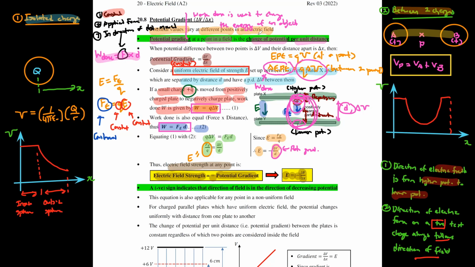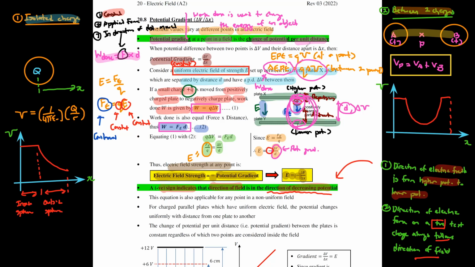Okay, now you may be wondering, why is there suddenly a negative sign here? The negative sign is actually more to indicate the direction of your electric field. That is always from higher potential to lower potential. Okay, the negative sign here indicates to you that the direction of the electric field is always in the direction of decreasing potential. Recall the point number 1 that I just wrote on the right hand side here. Direction of electric field is always from higher potential to lower potential. It also means that your electric field is always in the direction of decreasing potential.